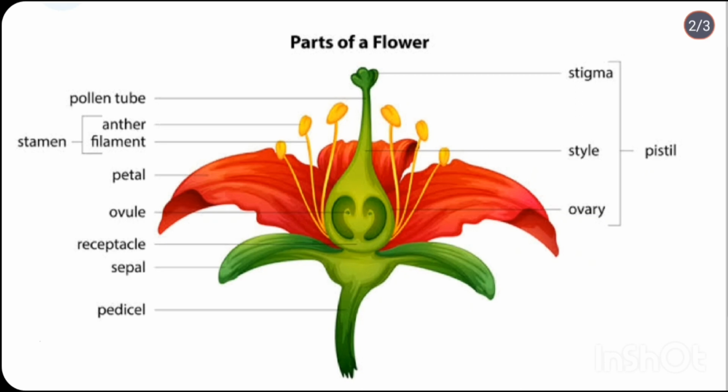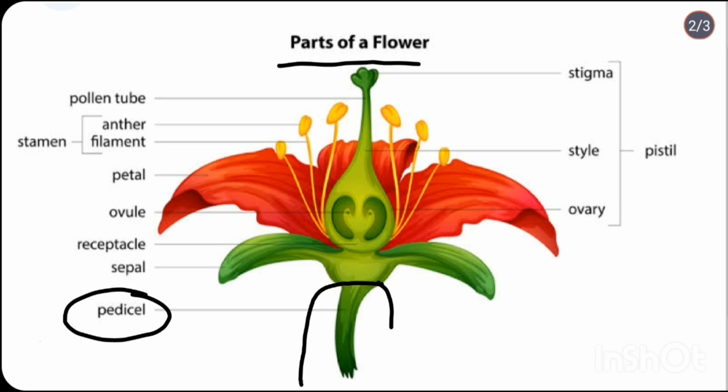So in today's video we are going to answer all the questions. So let's begin. So as I have given you an introduction about flower, so now let's study about parts of the flower. So let's study from the bottom side. So first part, this part as you can see over here, this part is known as pedicel, or it is also known as stalk. This is also known as stalk of the flower.